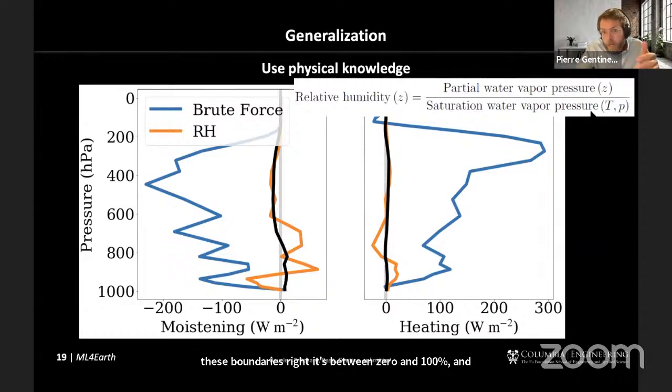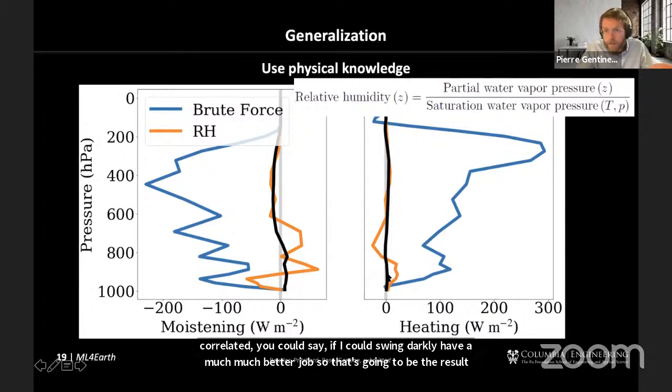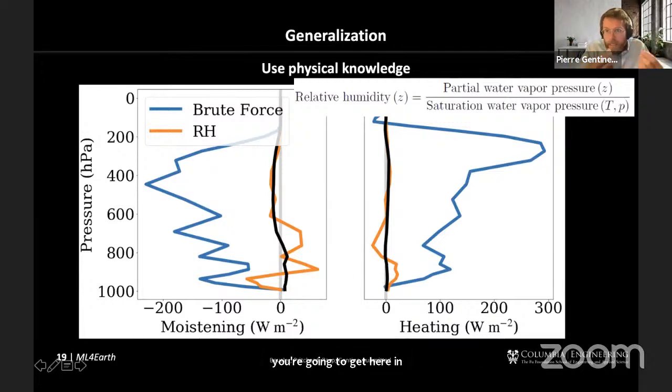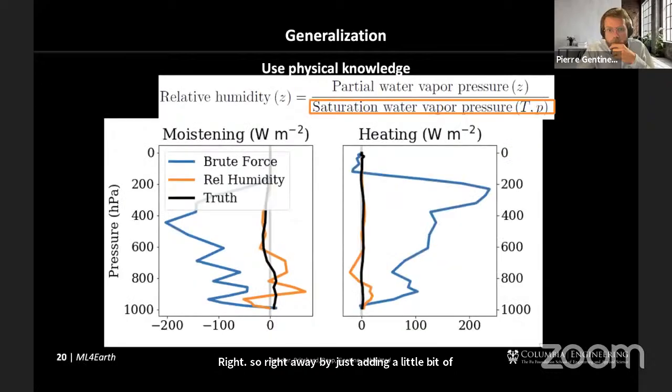And what's going to bound that is the saturation water vapor, right? So if we start to use relative humidity as opposed to specific humidity, even though those are correlated, you could say it's doing a much better job directly. So that's the result you're going to get here in terms of the moistening and heating, right? So right away, by just adding a little bit of physical intuition, you're getting a much better result and much better generalization.